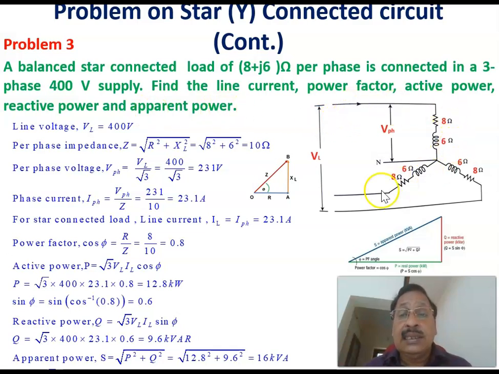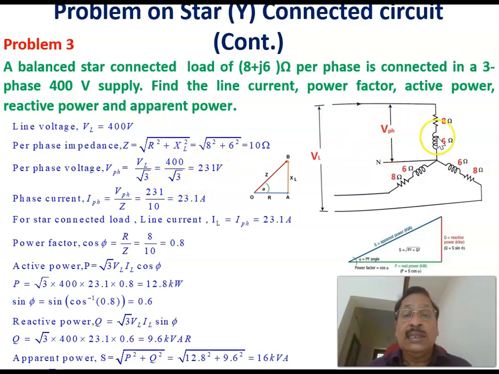Therefore, this is a star connected load, 8 plus j6. That is, 8 ohm the resistance, and inductive reactance equal to 6 ohms. The line voltage is 400 volt, VL equal to 400 volt. First you have to calculate the phase voltage. In a star connected system, phase voltage equals line voltage divided by root 3. Therefore, phase voltage is 400 divided by root 3, 231 volt.